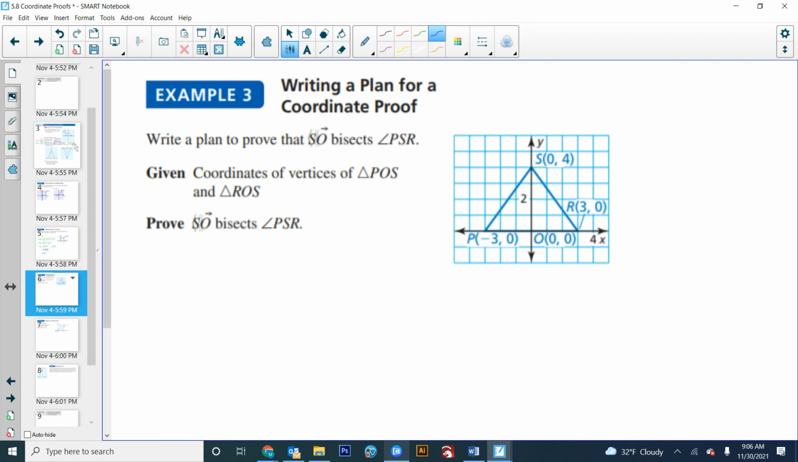All right, next. Write a plan to prove that SO bisects angle PSR. Wait a minute. How do we prove something bisects an angle? Say it cuts it in half, right? So we have to prove that it's cut in half. Equal side. Or we learned something called CPCTC.